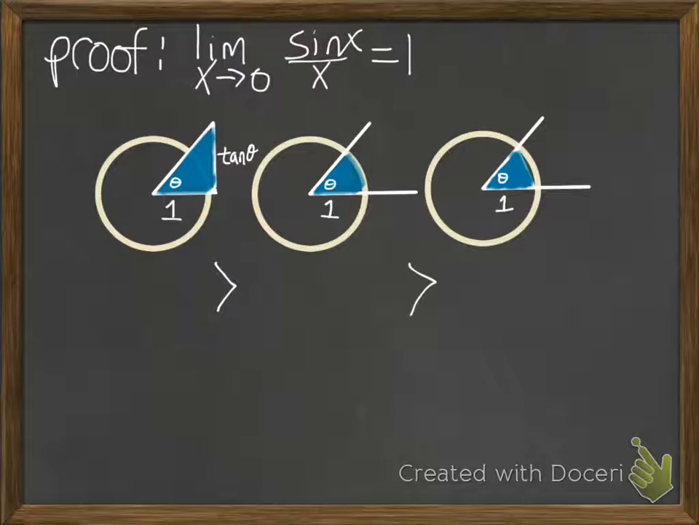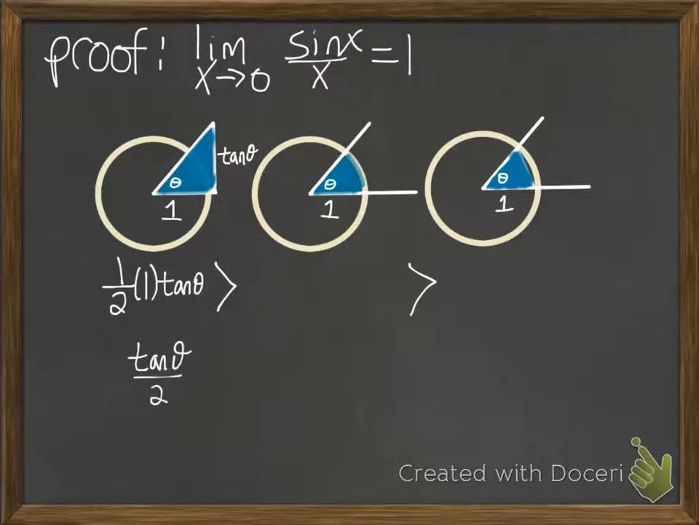So now that we know the height, we know the base, we know the area of a triangle is 1/2 the base times the height. So 1/2 of 1 times tangent of theta, or as I would prefer to write it, tangent theta over 2.